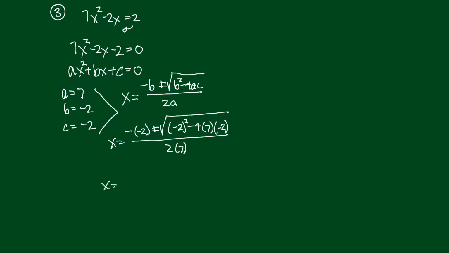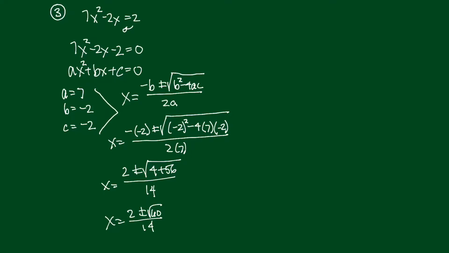So let's do some arithmetic. We'll get opposite of negative 2, which is 2, plus or minus the square root of negative 2 squared is 4. And then negative 4 times 7 is negative 28. Negative 28 times negative 2 is positive 56. All over 2 times 7 is 14. So we'll get x equals 2 plus or minus the square root of 60 all over 14.